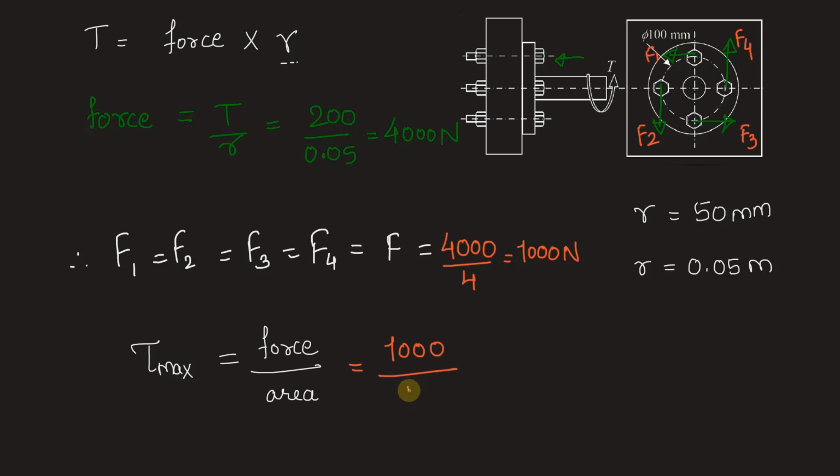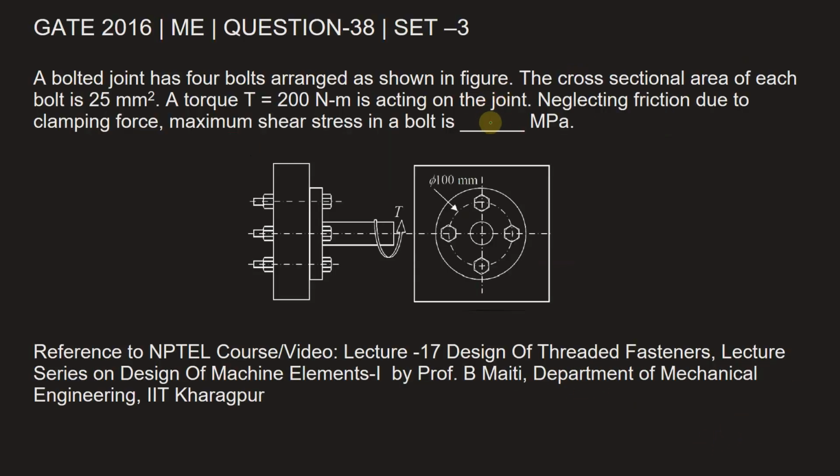So let's put it 25 itself because we want the answer in megapascal, and megapascal is equivalent to the unit Newton per mm square. So we'll keep it as it is. We have the answer to be 40 megapascal or Newton per mm square. Let's fill in the answer. Maximum shear stress in a bolt is 40 megapascal.